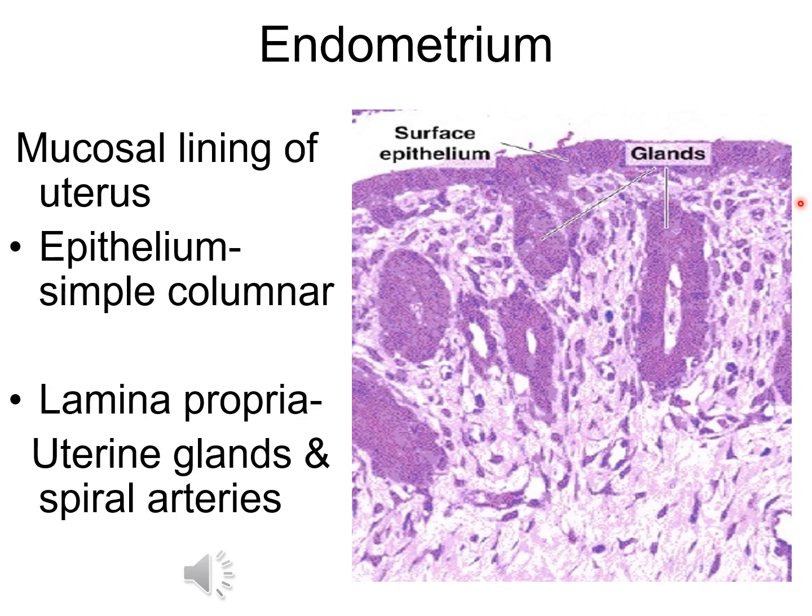Endometrium is the mucosal lining of the body of the uterus and it shows cyclic changes. The lining epithelium of the endometrium is simple columnar, and the underlying lamina propria consists of uterine glands and spiral arteries.